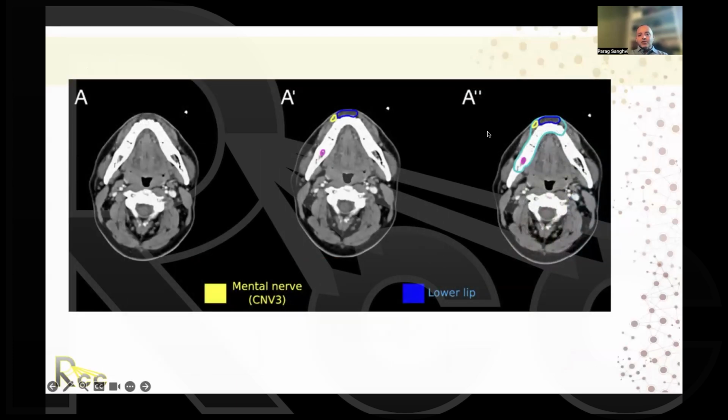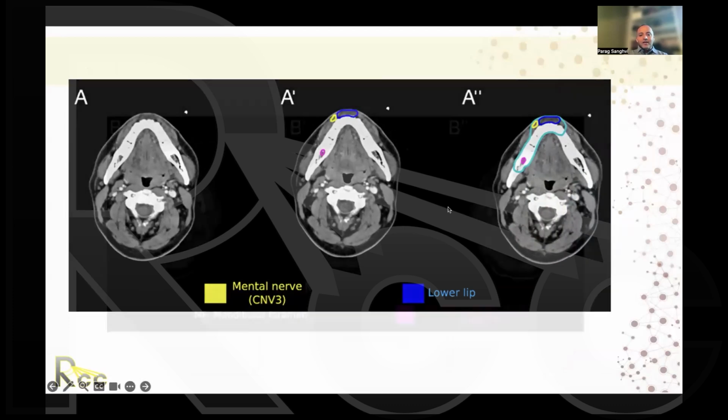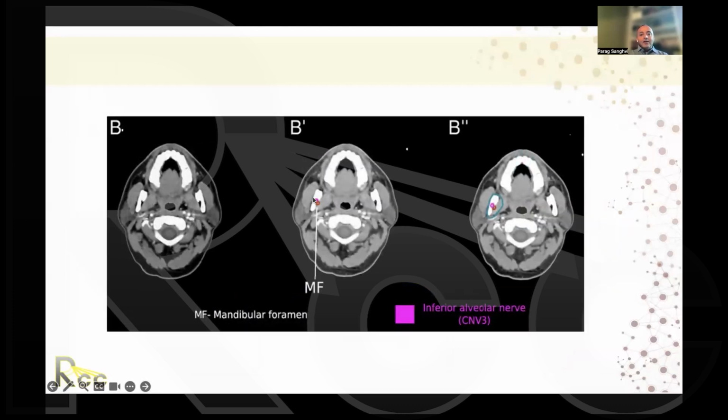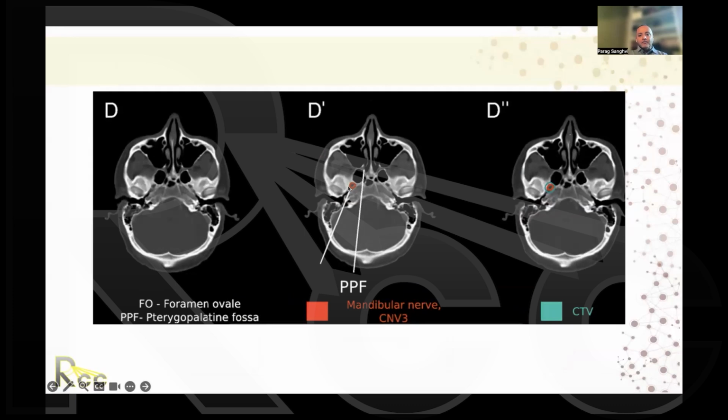This is, again, just showing you that example. So again, a lip tumor, mental foramen, mandibular foramen. You can see contouring this very, very generously, covering all of that mandible here. And then here's the mandibular foramen. You can see, again, contouring very generously, covering all of that mandible here. And then here is foramen ovale. And so, putting a nice margin around foramen ovale.